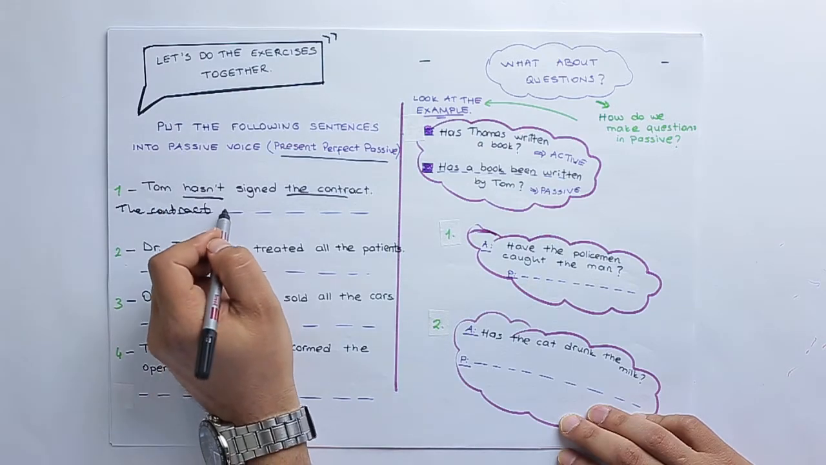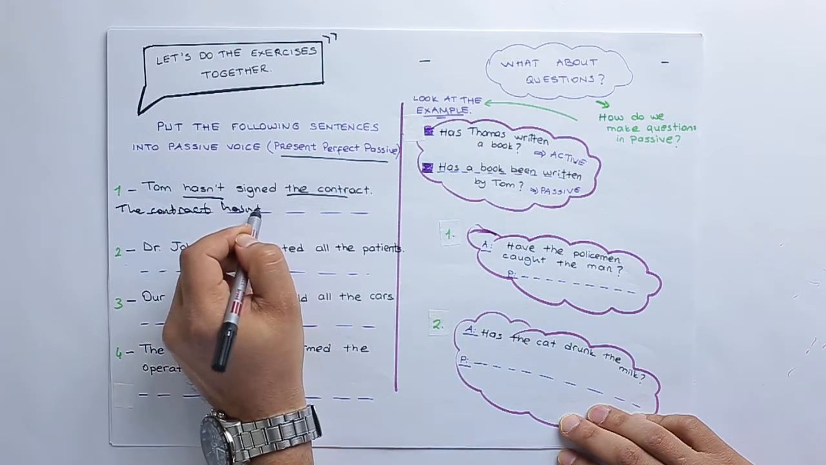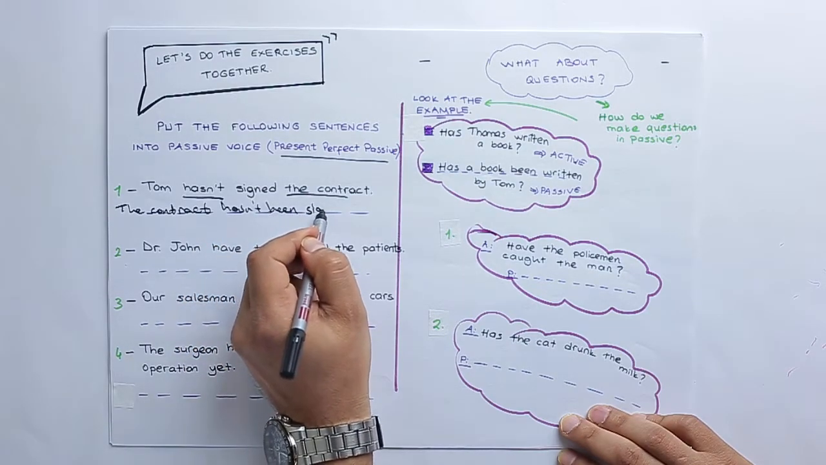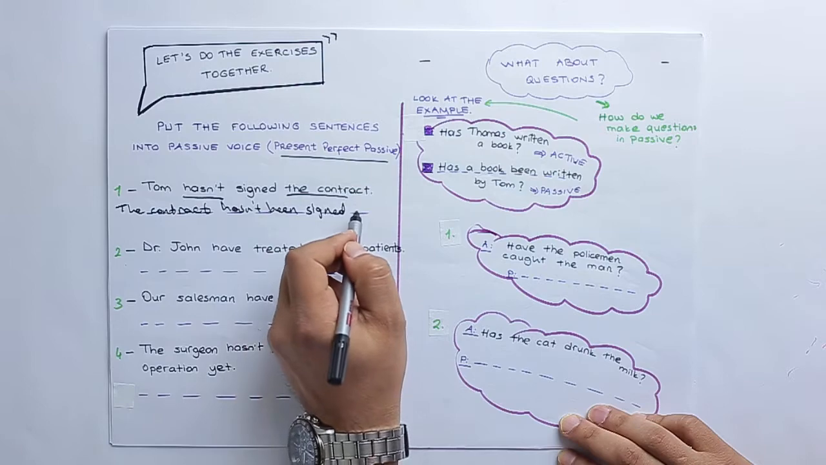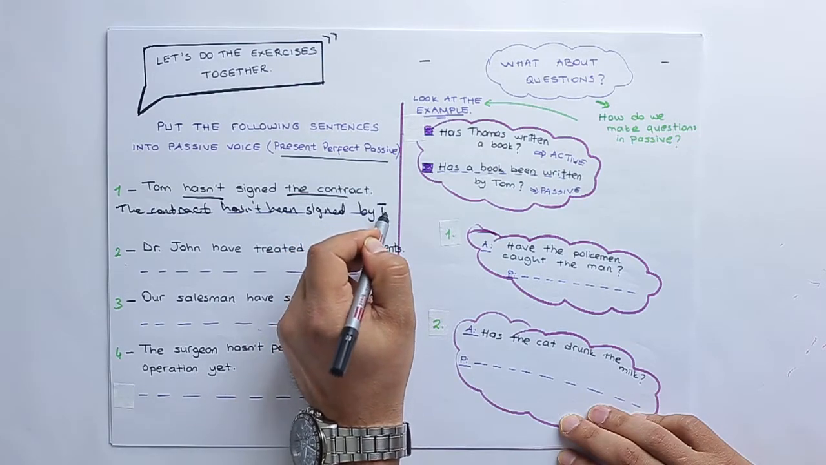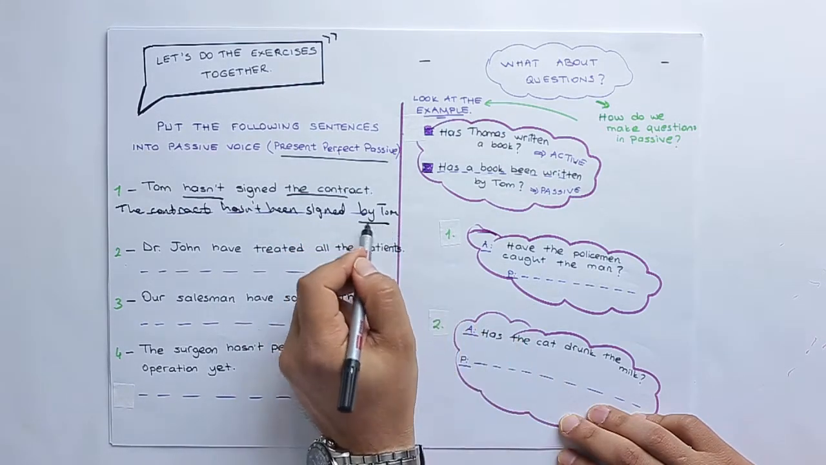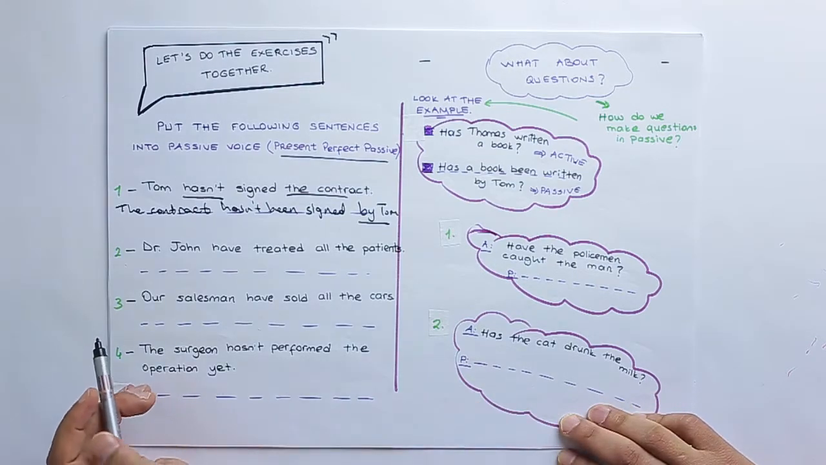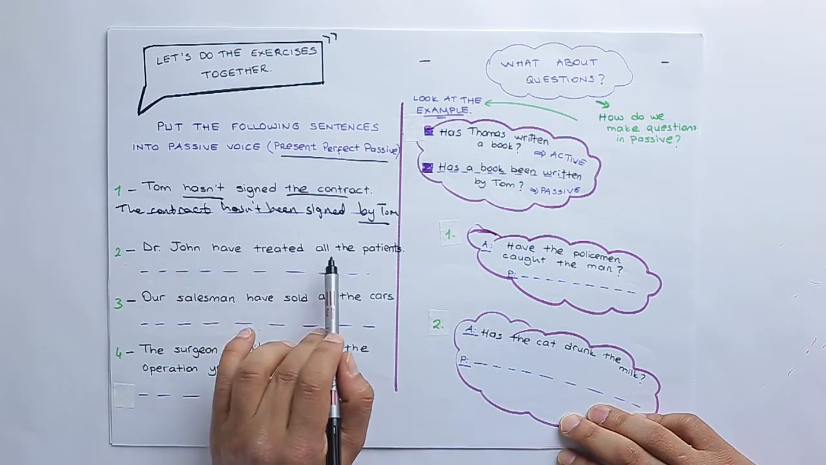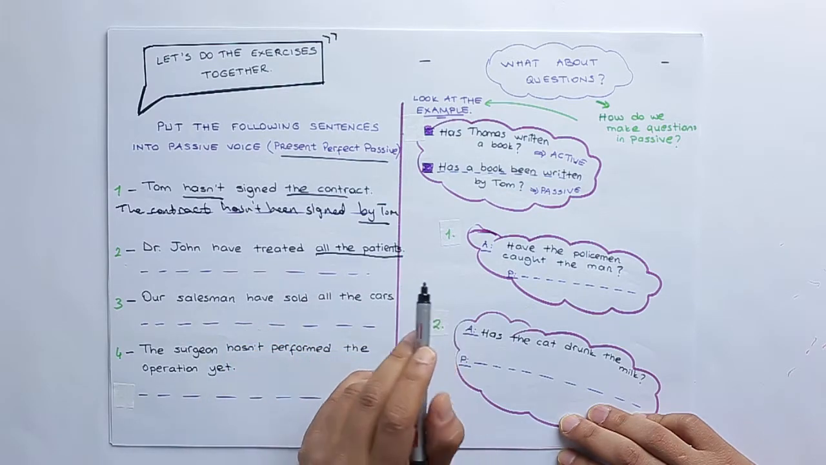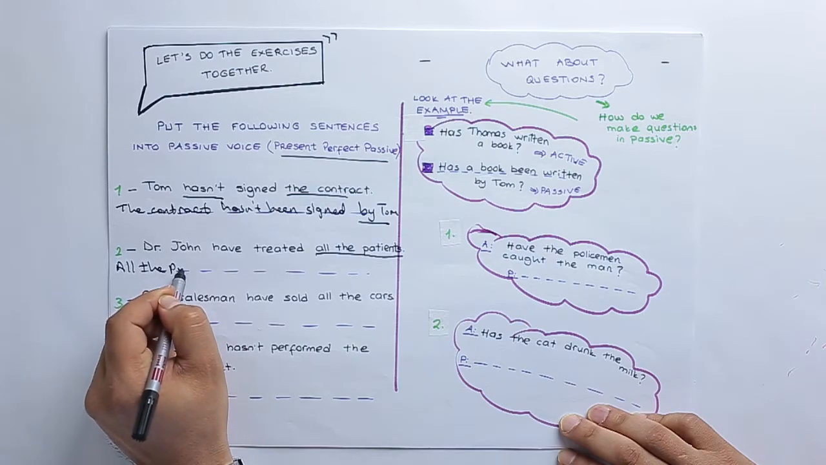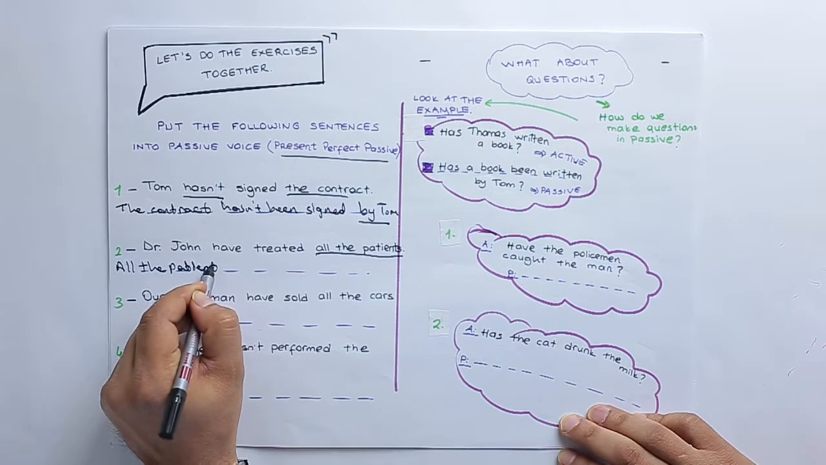The contract hasn't been, don't forget it, signed, hasn't been signed. By whom? By Tom. Yes, that's our agent who does the action. Number 2, Dr. John has treated all the patients. Yes, that's our object. All the patients is now the subject position of the passive sentence.